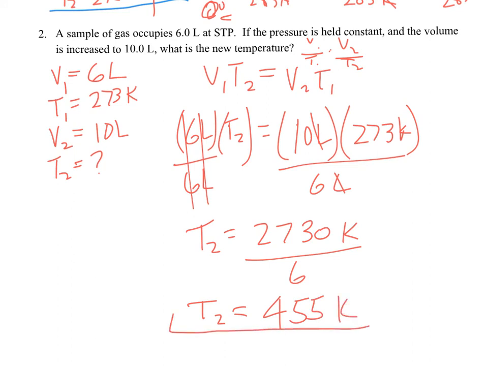And if we take a look, my estimate was it should be close to 500. It's not real close to 500, but that is certainly increased from 273. So I would expect that to be the correct answer, and that's how we do these Charles's Law problems.